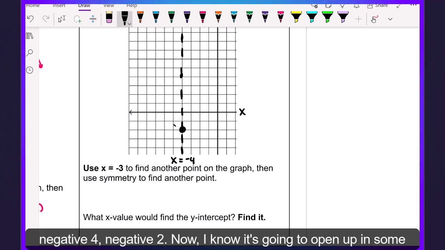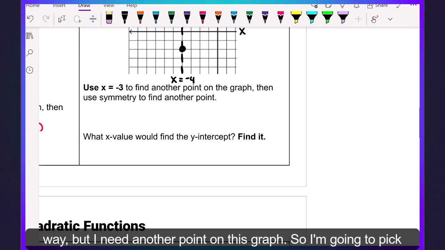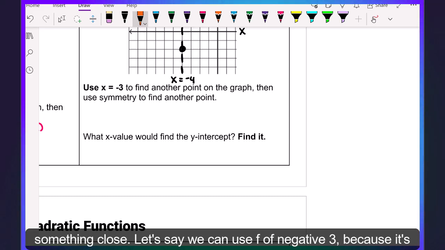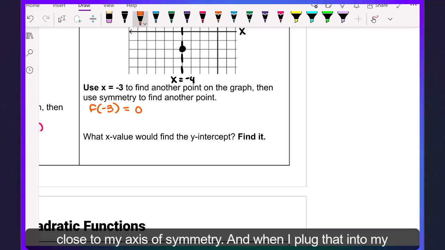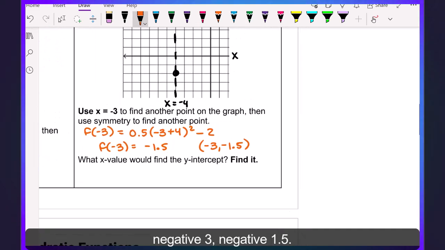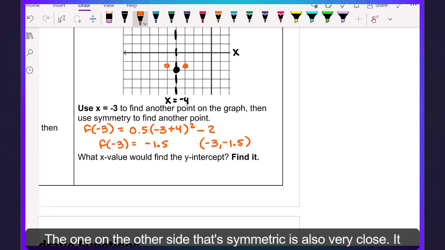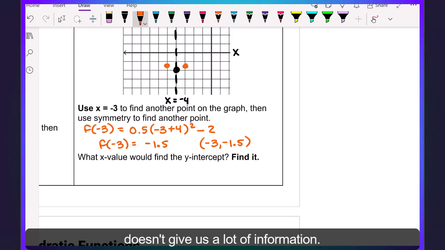Now I know it's going to open up in some way, but I need another point on this graph. So I'm going to pick something close. Let's say we can use f of -3 because it's close to my axis of symmetry. And when I plug that into my function, I wind up with -1.5. So another point on my graph is -3, -1.5. Now there's a problem with this because it's so close to the vertex. The one on the other side that's symmetric is also very close. It doesn't give us a lot of information.